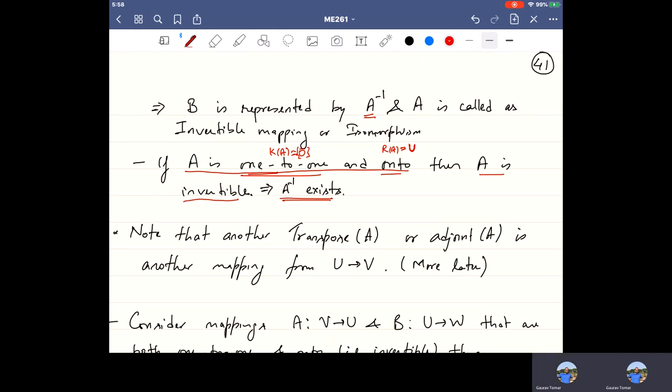So if A is a one-to-one and onto mapping, then A is invertible. There is another kind of mapping, the transpose of A, which is going to map U to V. But we'll talk about this later. This requires a special definition, and the transpose of A has some meaning for inner product spaces. So we'll talk about the definition of transpose of A or adjoint of A from that perspective later.